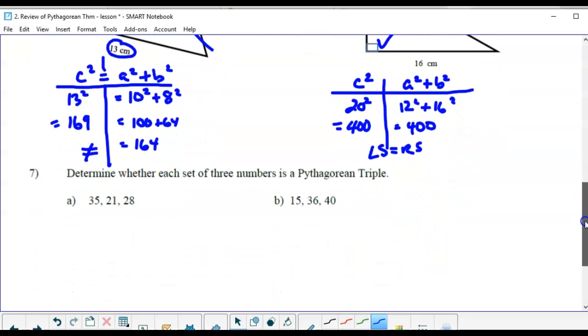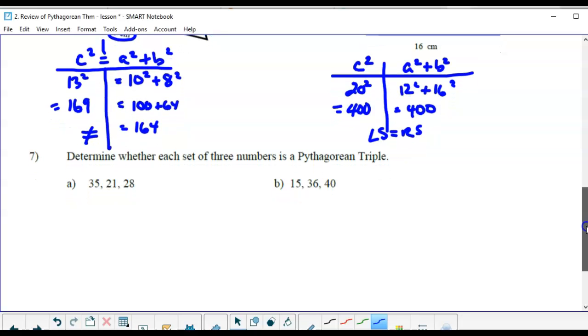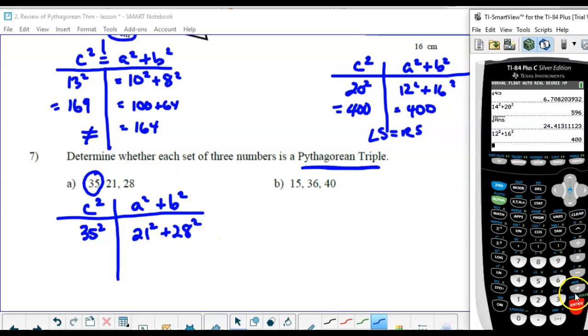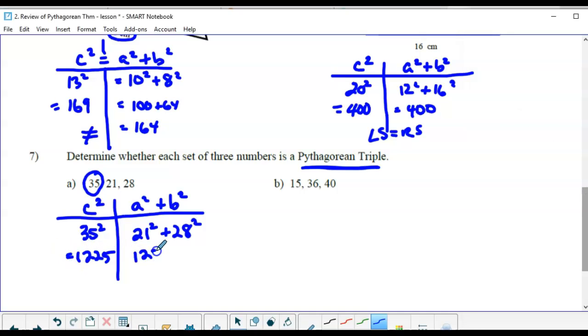Okay, and then that kind of leads into the next one. Determine whether each set of 3 numbers is a Pythagorean triple. What a Pythagorean triple means is it satisfies the Pythagorean theorem, and you always have to look for the longest side. Okay, so pretending it's a side. These are just numbers, but your c squared would be 35 squared, and then your a squared plus b squared would be 21 squared plus 28 squared. So you can get out your calculator, 35 squared, then 21 squared plus 28 squared. They are the same. So left side equals the right side. So yes, this is a Pythagorean triple.